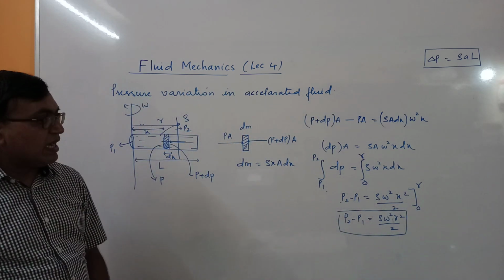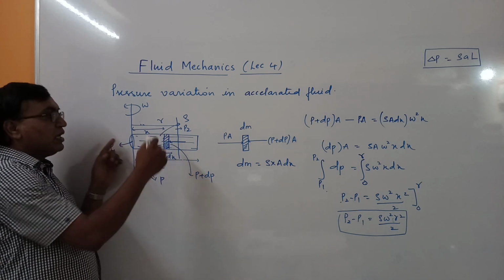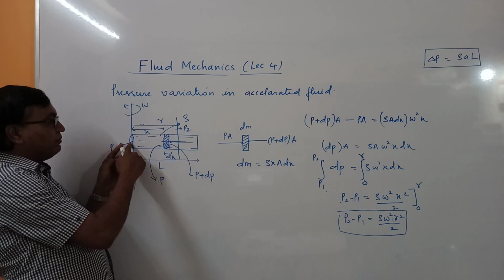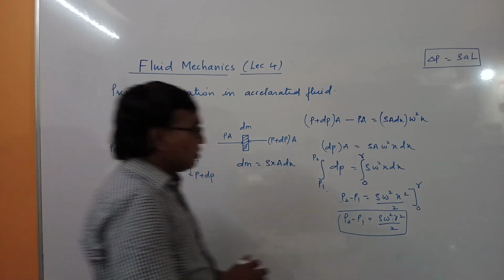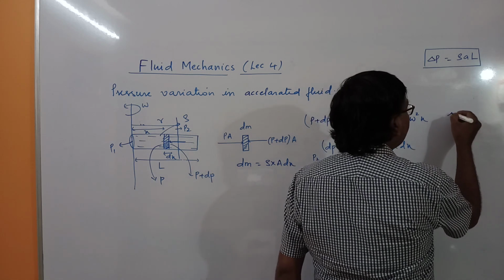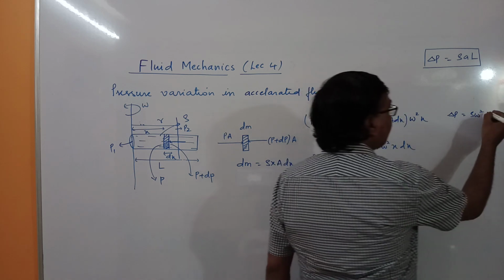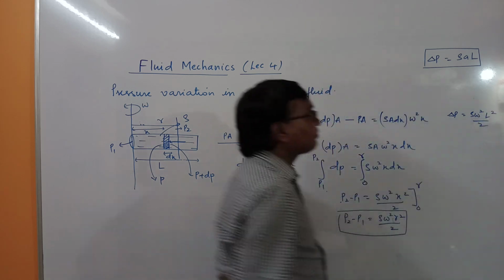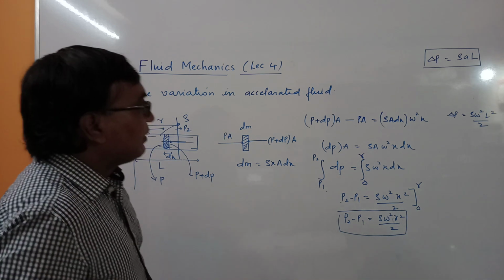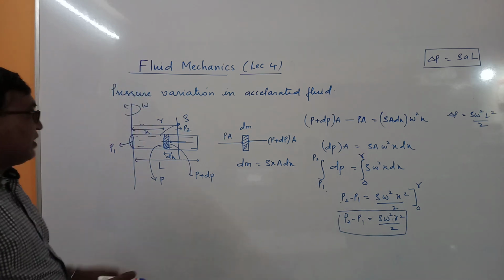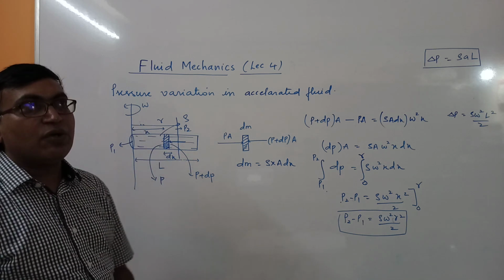Rho omega square R square by 2. So this is the difference in pressure between these 2 points. Now suppose you want the difference in pressure from this axis of rotation till the end of the tube. That will be delta P equals rho omega square, R replaced by L, so L square by 2. Yes, so this is the difference in pressure in this tube, which is rotating with constant angular velocity omega.